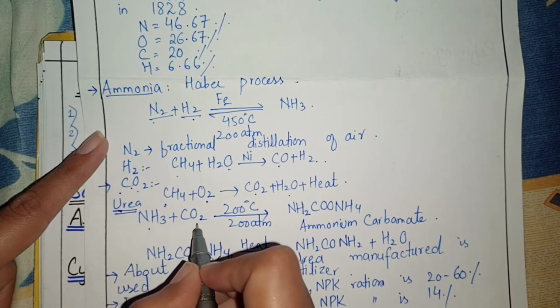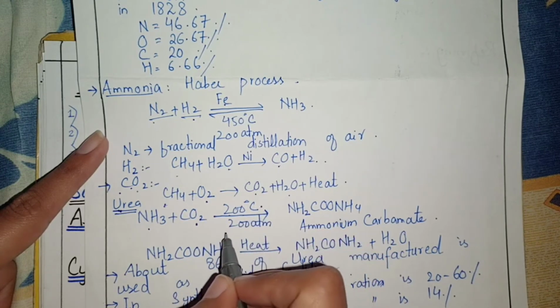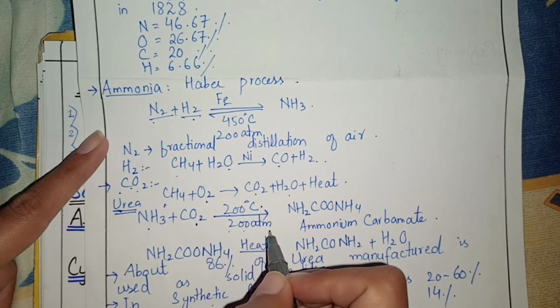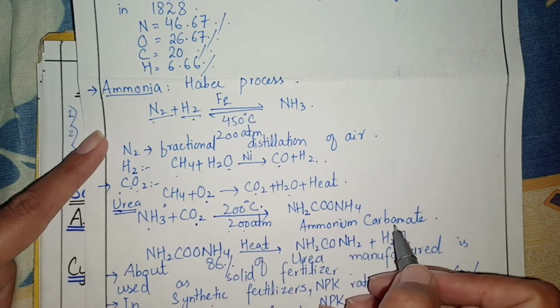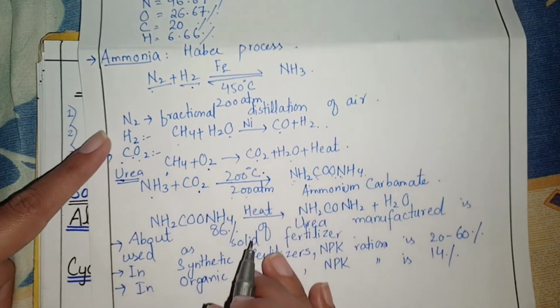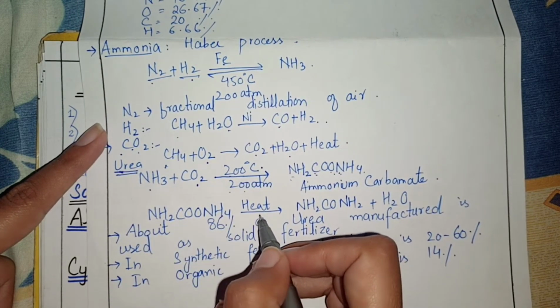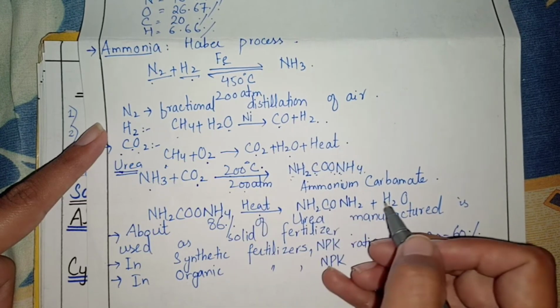Now, the basic reactions in which urea is made. Ammonia combined with carbon dioxide at 200 degrees C temperature and 200 atmosphere pressure will form ammonium carbamate, H2NCOONH4. Then ammonium carbamate is heated to produce urea and water.